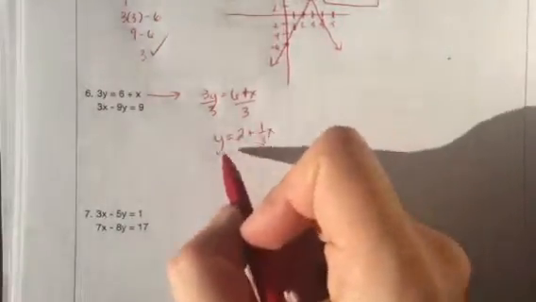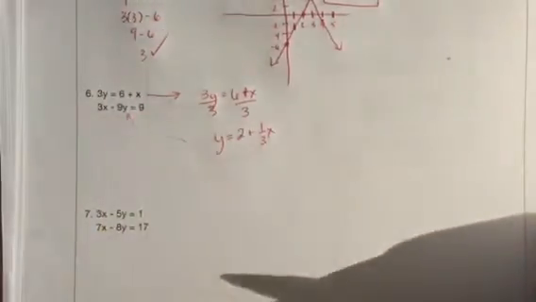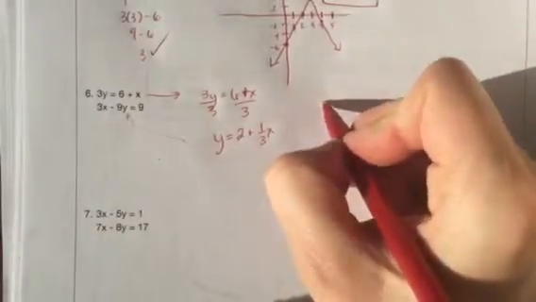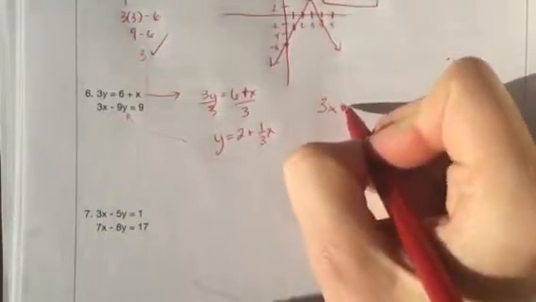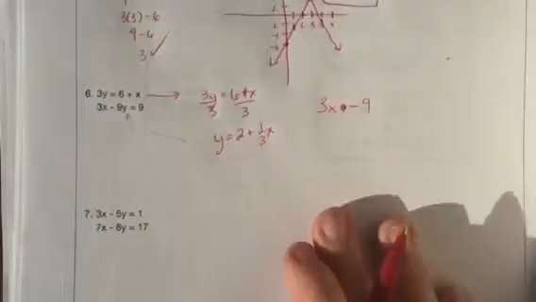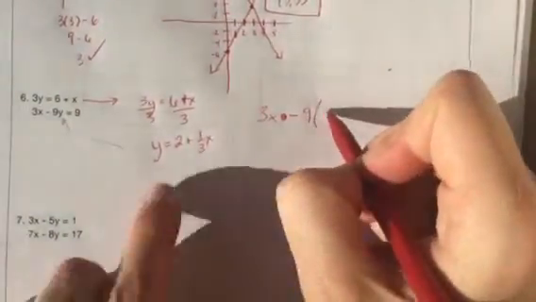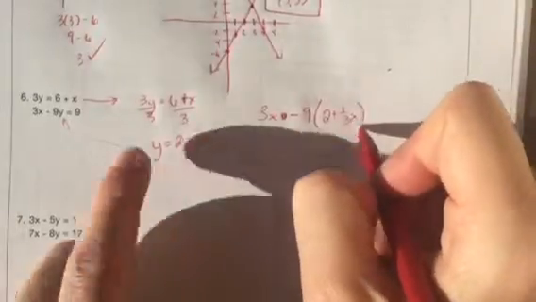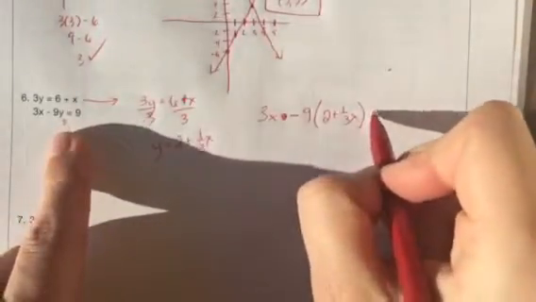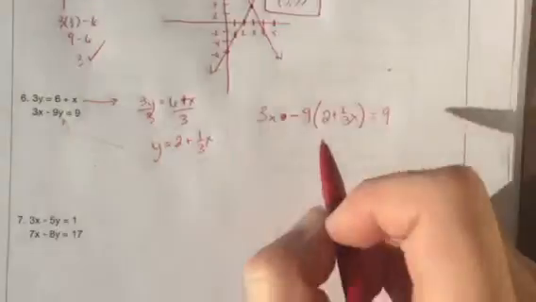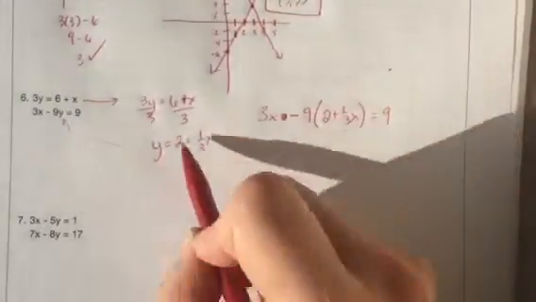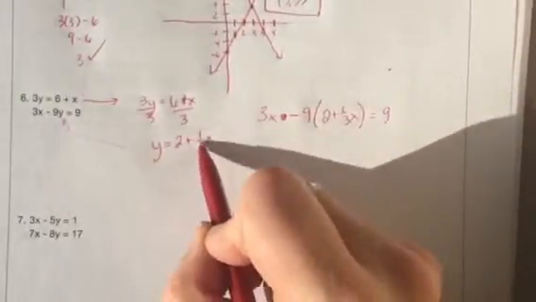And now I'm going to take this, I'm going to plug it in for the y in the bottom of the equation. So I'm going to rewrite that equation, 3x minus 9. So far I've written everything else the same. But now I'm going to plug 2 plus 1/3 x in where the y was, and equals 9. Because I can take the y out and put this in, and they're the same.